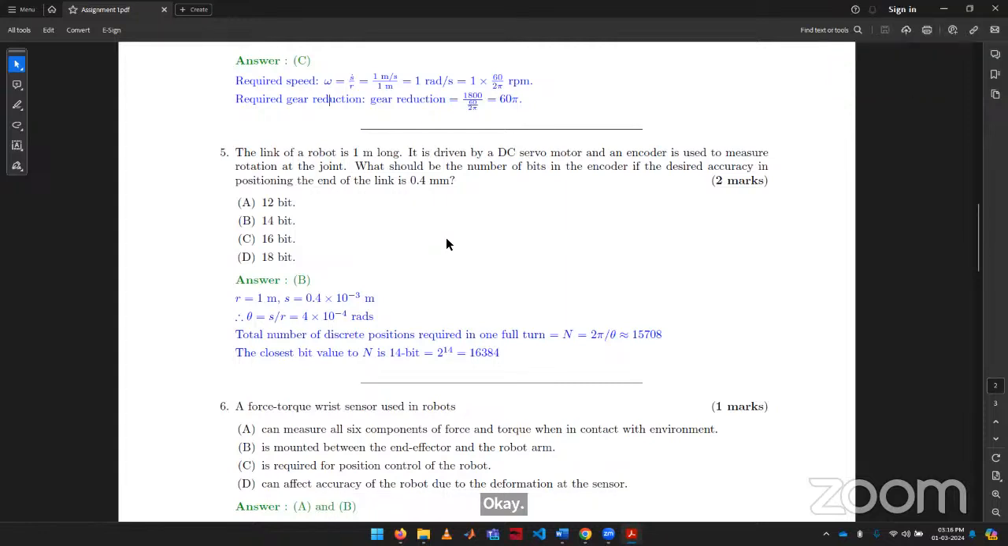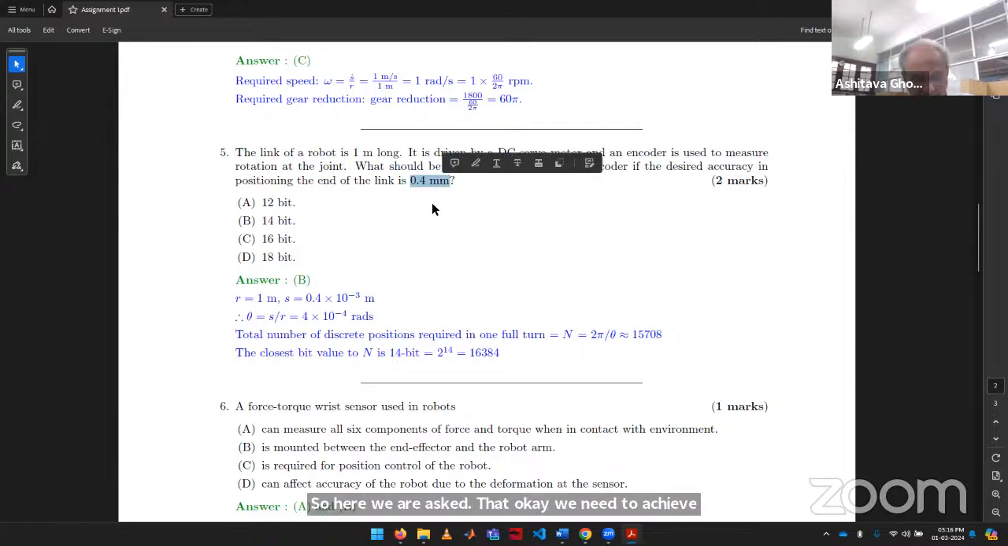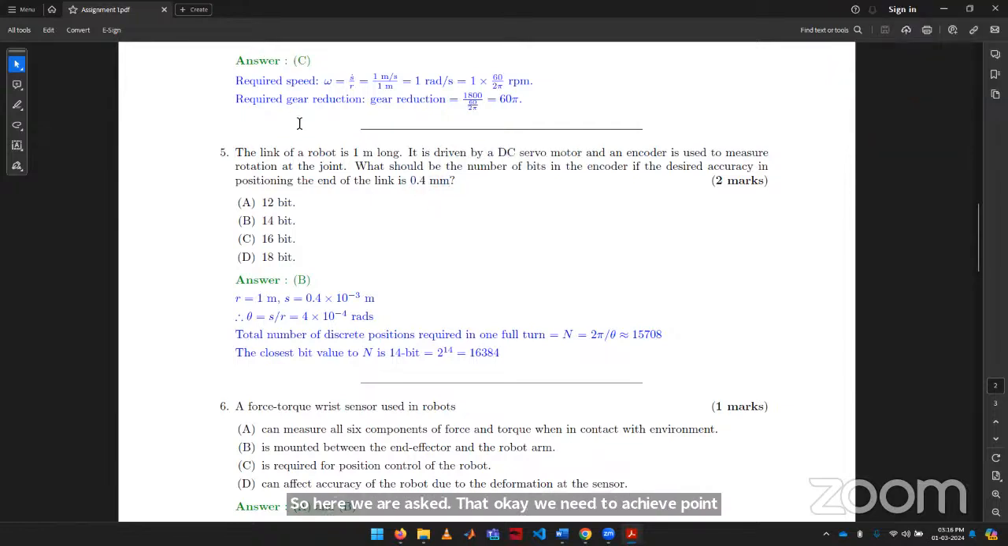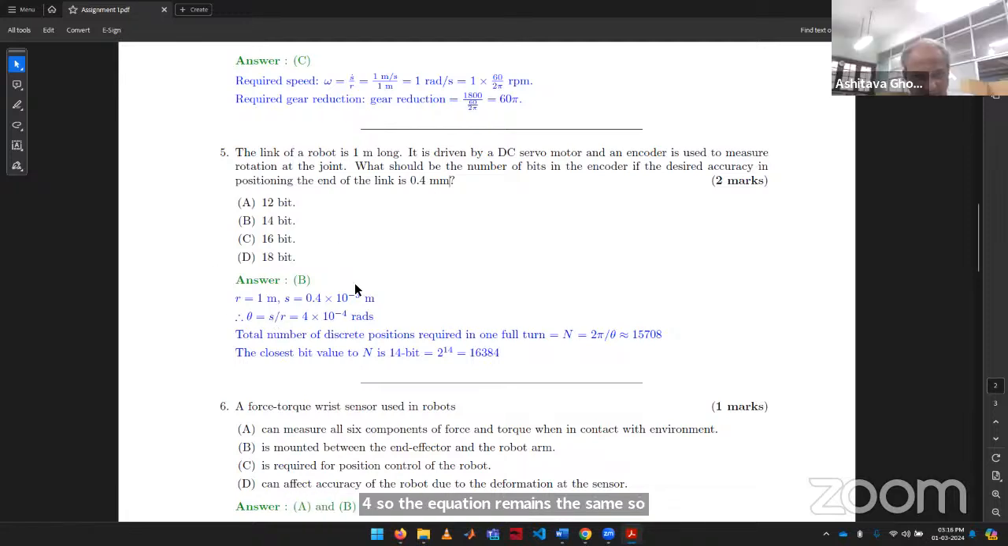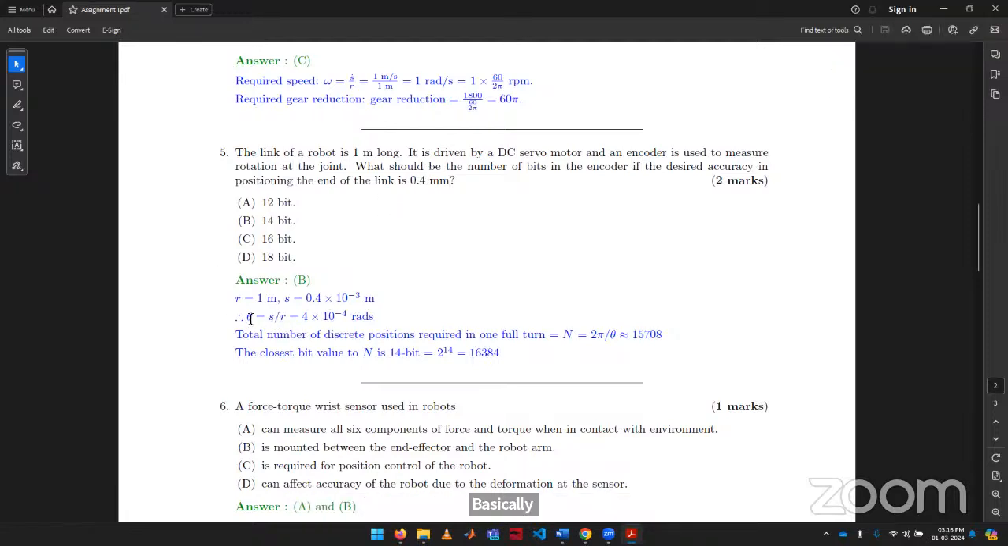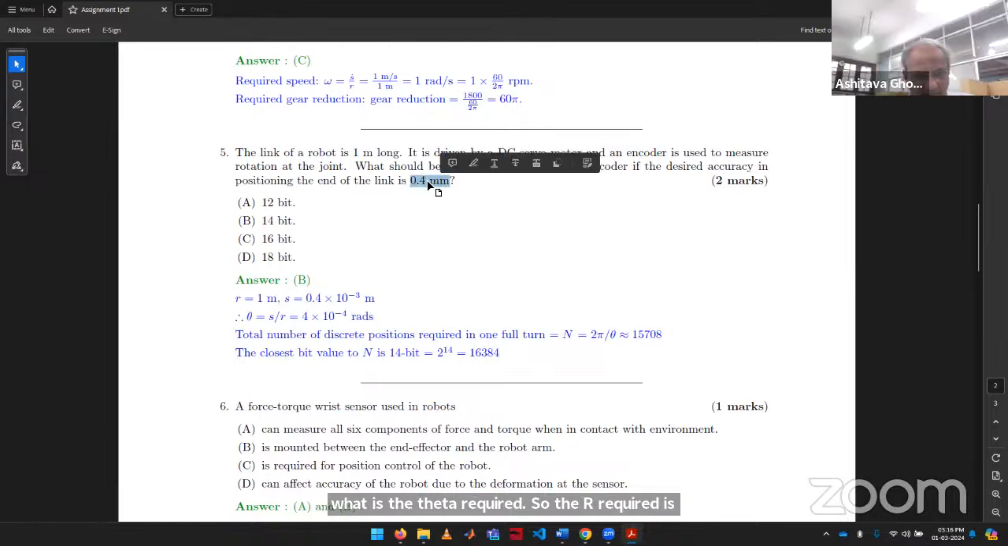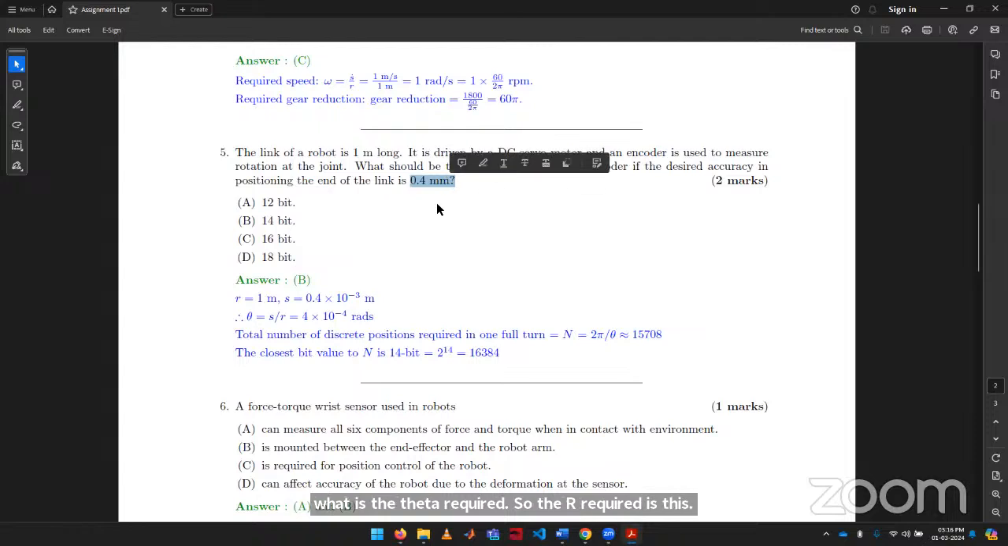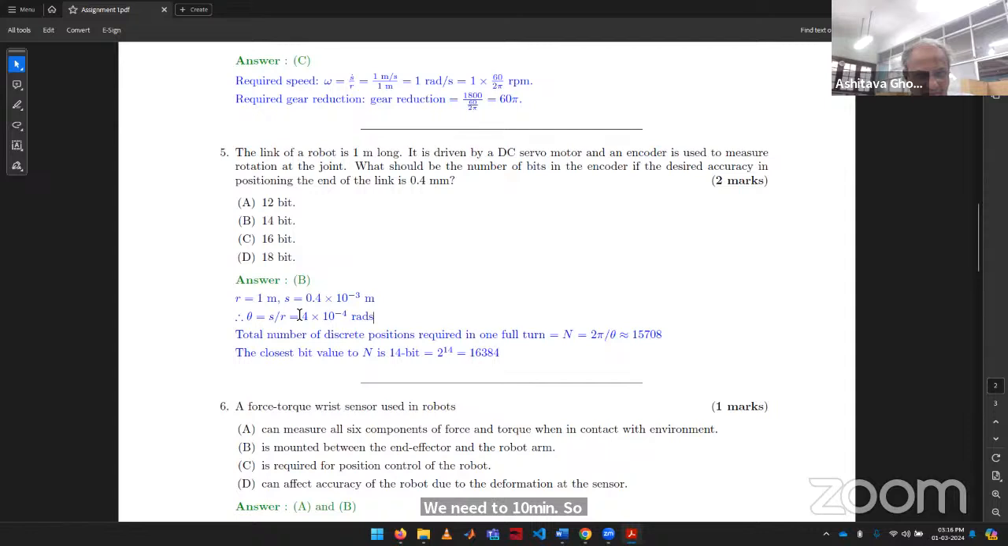So here we are asked that we need to achieve 0.4 millimeter. So the equation remains the same. S equals R theta. So from there, we can calculate what is the theta required. So the S required is this. But we need to calculate what is the theta required. So that is this value.